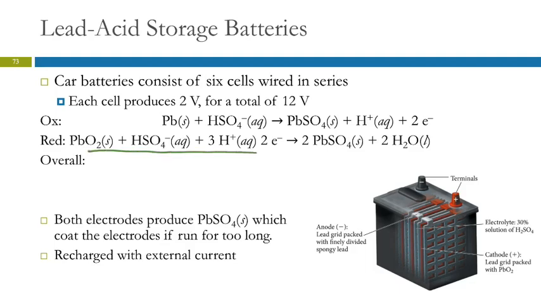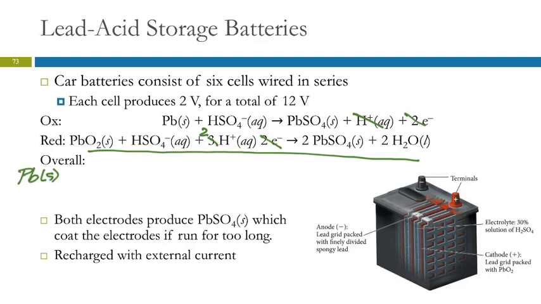So let's look at this overall reaction. We can cancel out the electrons. And there's one hydrogen ion here, so we can get rid of one of those. Anything else? I don't see anything else canceling out. Okay, so then we just try to put this together.